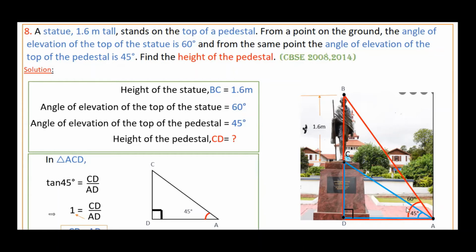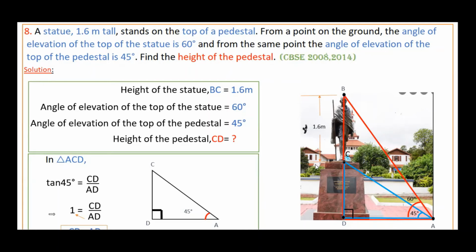From the same point, if you see the top of the pedestal, this is the top of the pedestal and this is the top of the statue. So this angle is 45 degrees to the top of the pedestal, and 60 degrees to the top of the statue. So these two angles of elevation are given. Find the height of the pedestal.